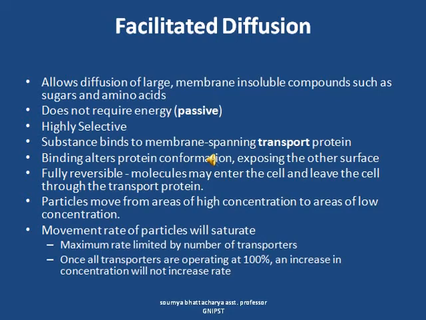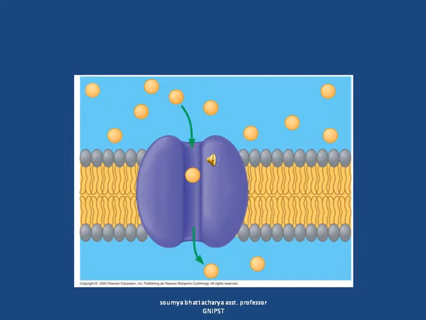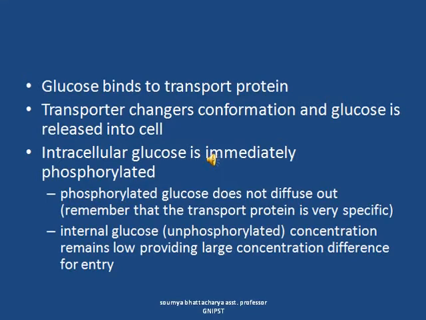Here you can see a carrier-mediated downhill transport system. The blue receptor is a carrier. In the course of transportation, glucose binds to the transport protein. The transporter changes conformation and glucose is released into the cell. The intracellular glucose is immediately phosphorylated. The phosphorylated glucose doesn't diffuse out because its structure is quite different and larger. Remember that the transport protein is very specific to the structure of glucose, not the phosphorylated one. The internal glucose concentration, unphosphorylated, remains low, providing a large concentration difference for the entry of glucose from the outside to the inside.